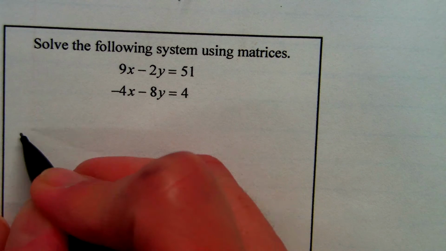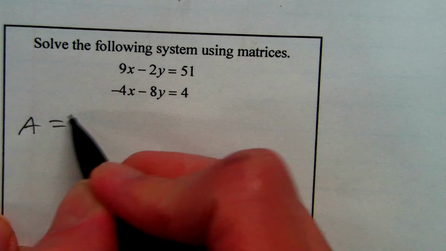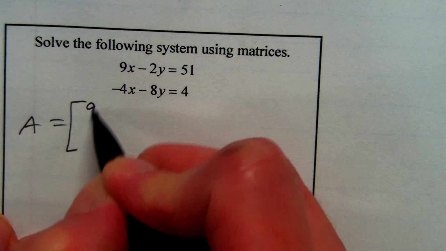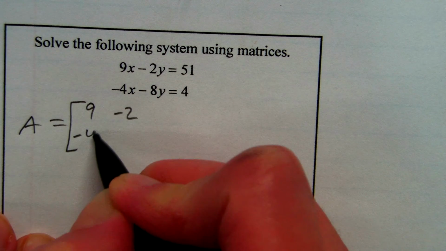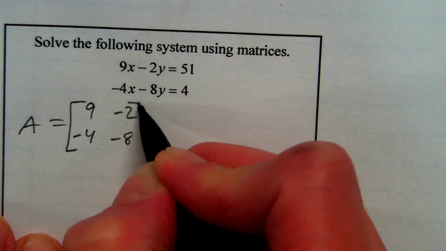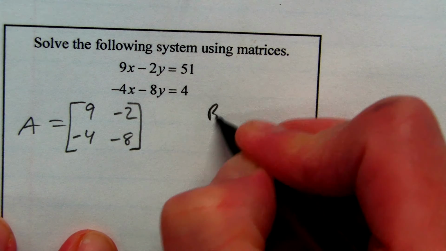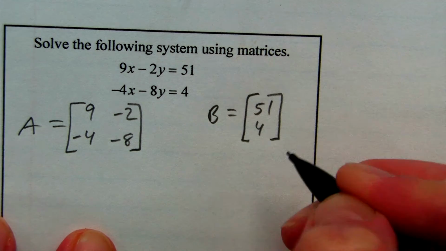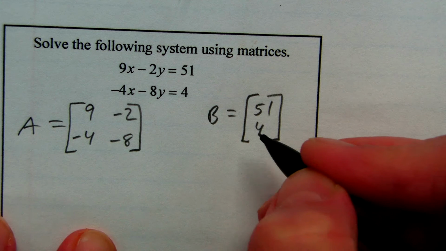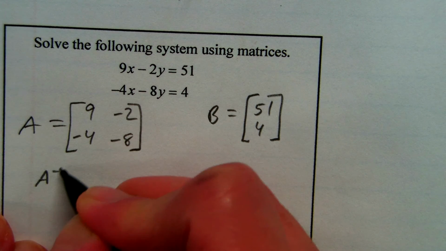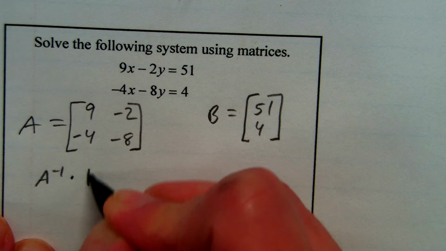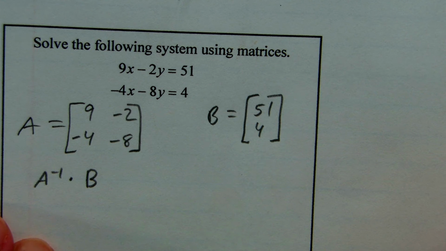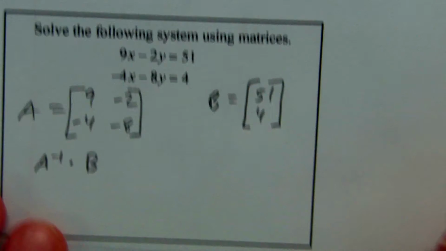All right. So matrix A is the coefficient matrix. So we're going to have 9, negative 2, negative 4, negative 8 as matrix A. Matrix B is 51 and 4. So what we need to do is the inverse of A times B. So we've got to figure out that inverse first.